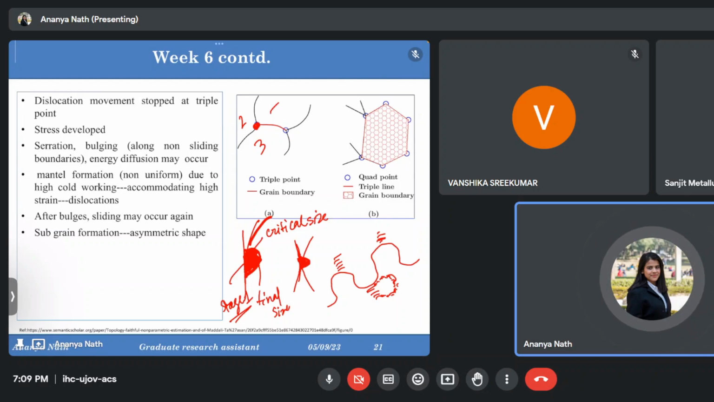Subgrain formation, yes, due to this serration the subgrains are forming. Obviously it's at the grain boundary. For CDRX, first DDRX has to occur. After that the CDRX may occur. Micro shear bands may form during rotation. So micro shear band, okay, can anybody tell me what is a micro shear band?